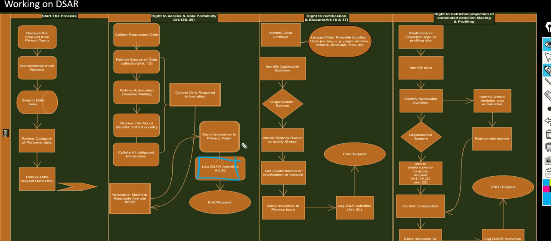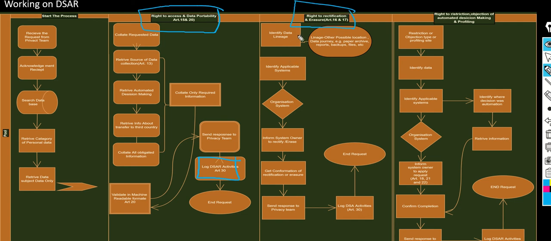It is required to log all the DSARs which are received by the organization. Now, that is the first step for what the organization needs to adhere to in case of the right to access and data portability. Now, another process is related to the right of rectification and erasure.